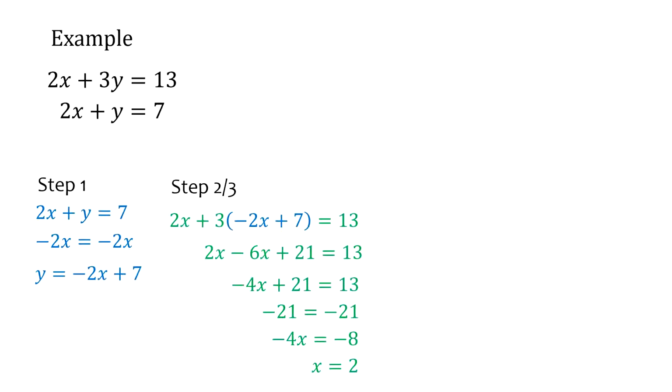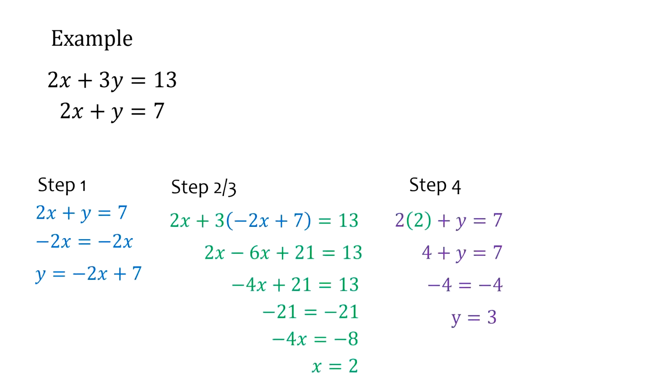We're going to combine our like terms. We're going to move the values over to the other side. So we end up with negative 4x equals negative 8. We divide by negative 4 and we end up with x equals 2. So we've solved our first equation for our variable x. We're going to take that x value now for step 4 and plug it into either of the equations.